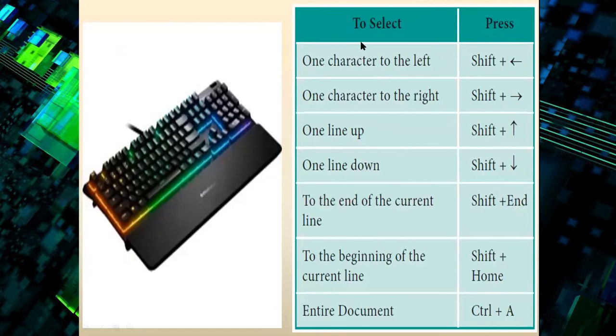These are the keyboard shortcut keys. To select one character to the left, Shift plus Left Arrow. To select one character to the right, Shift plus Right Arrow. To move one line up, Shift plus Up Arrow. To move one line down, Shift plus Down Arrow. To go to the end of the current line, Shift plus End. To go to the beginning of the current line, Shift plus Home. To select the entire document, Control plus A.